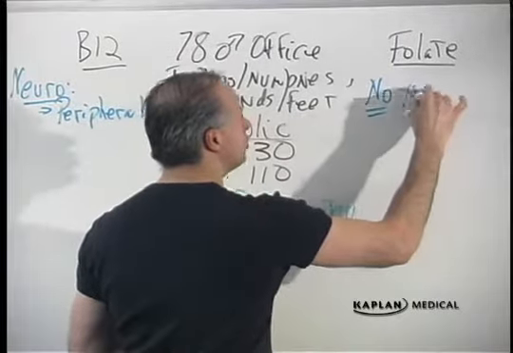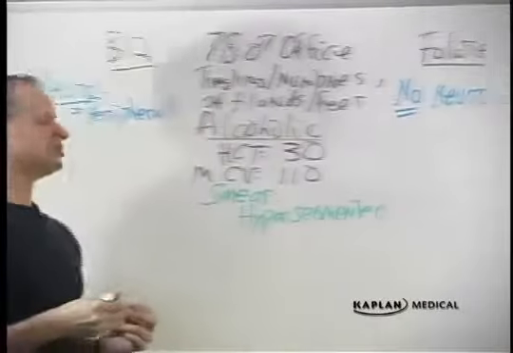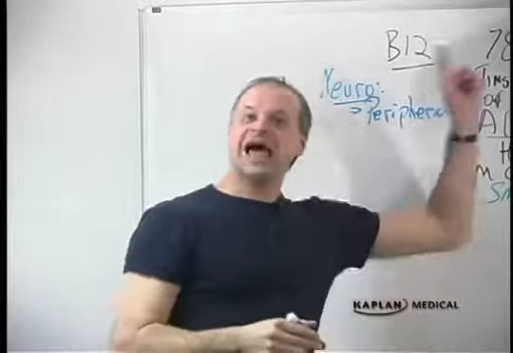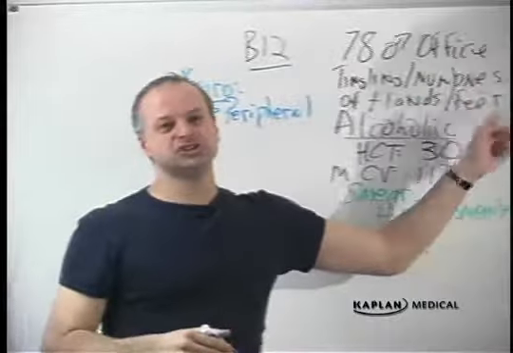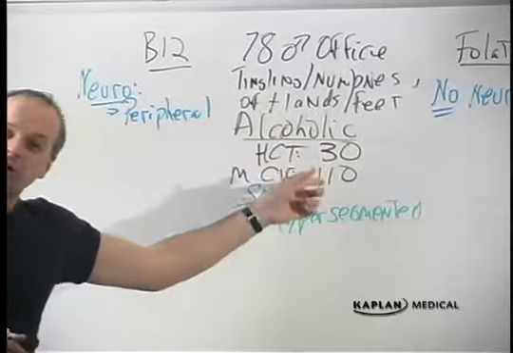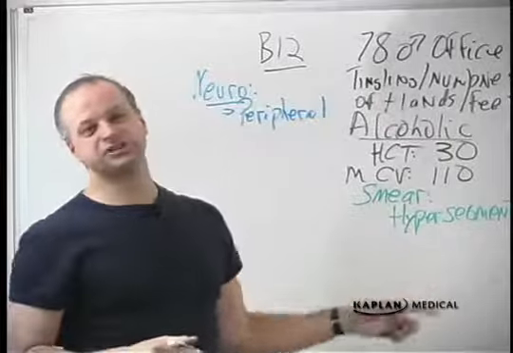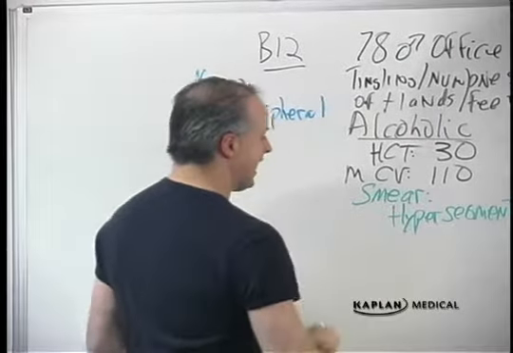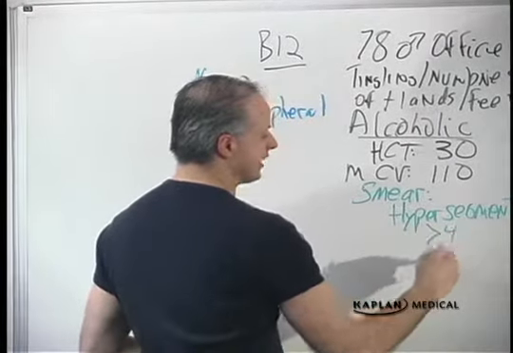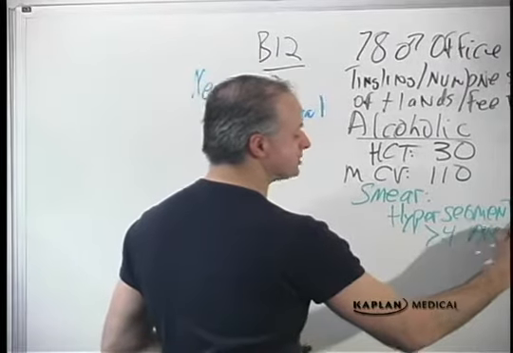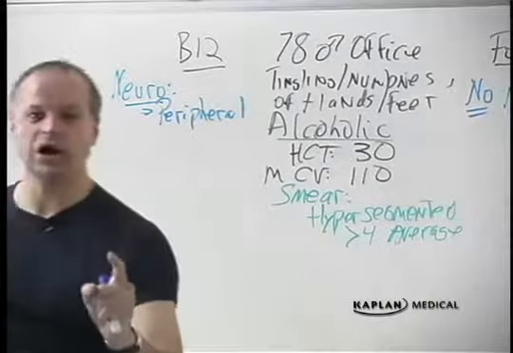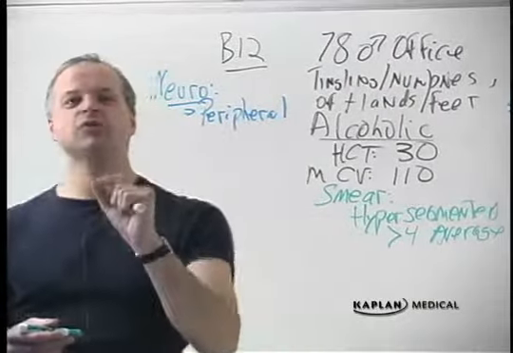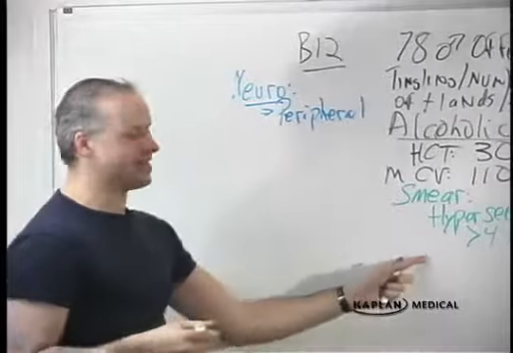And the big difference is folate has no neurological problems. So this person could have had B12 and folate, alcohol and B12 and folate, but they couldn't have had folate alone because there's no neurological problems. They couldn't have had alcohol alone because there's no hypersegmented neutrophils. Remember, an average number of lobes greater than 4 is hypersegmented. Greater than 5% at 5 lobes, or even one 6-lobe neutrophil, and we have megaloblastic anemia.